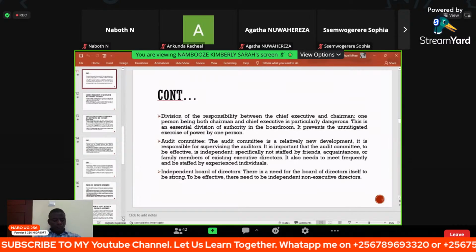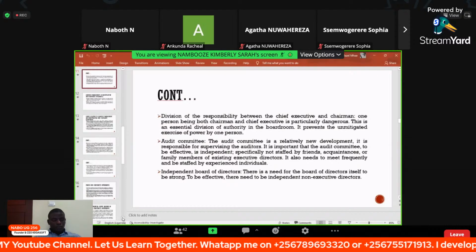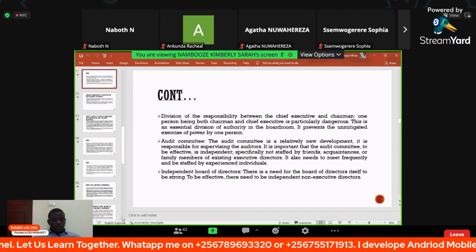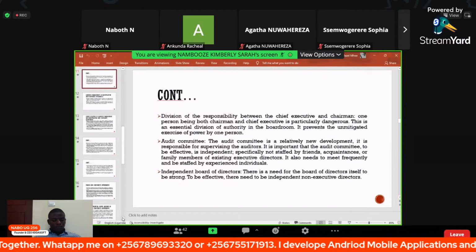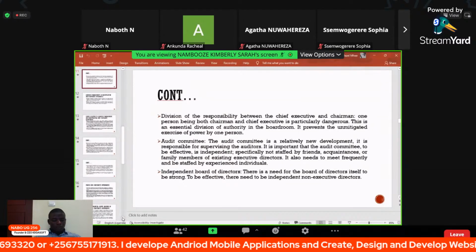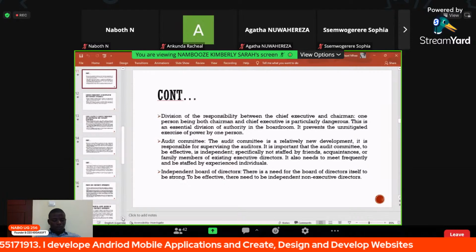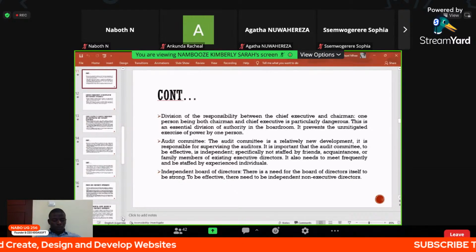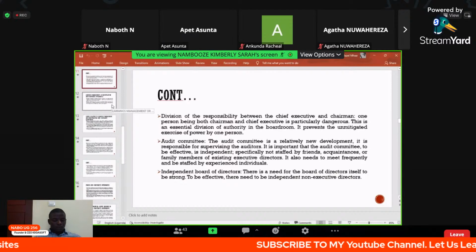The last point in this part is independent board of directors. The board of directors itself should be strong and effective. And in order to achieve this, it should be independent. There should be independent non-executive directors. I think that's it. Other members can continue from there.